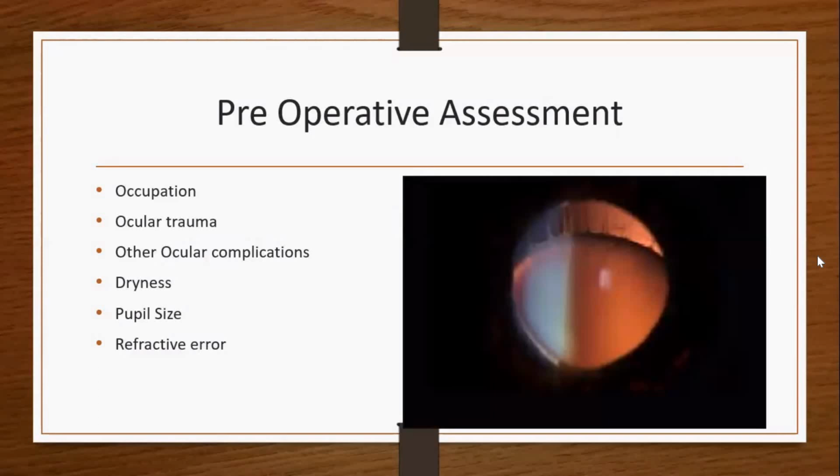Here is a picture of a patient who had a traumatic cataract, in which you can see the zonules are stretched and the lens is slightly dislocated. In this case, we will not advise multifocal lenses. Instead, the patient can go for an SF IOL, that is a sulcus fixing IOL, in which the IOL will be fixed in the ciliary sulcus.